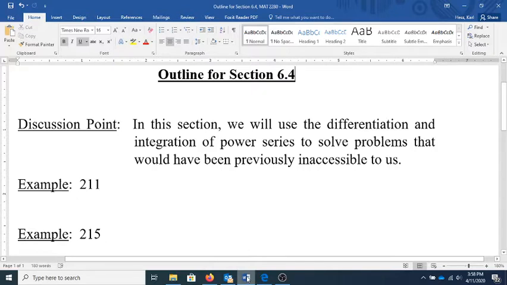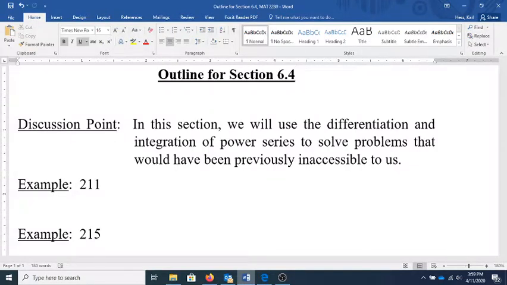Alright, so outline for section 6.4. In this section, we'll use the differentiation and integration of power series to solve problems that would have been previously inaccessible to us. So really get to see, unintended irony, but the power of power series. And we're going to start by looking at a couple of examples in the book, and then I have a physics problem that is similar to an example in the book, but gives a little more background as to where that sort of thing might come from.